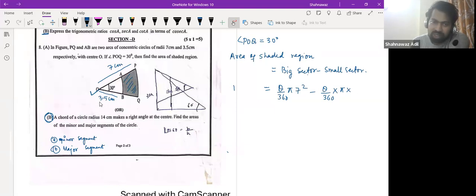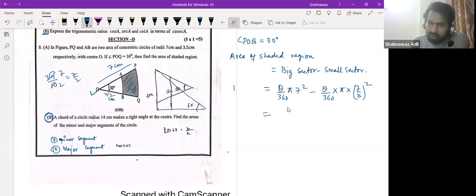So it is 3.5, and it is better to write it as 7 by 2, right? Because squaring the decimal points will be troublesome. Let's write it as 7 by 2. Because 3.5 is how much? This is 10, so 5, 7 by 2. This is 7 by 2, 7 by 2 square.